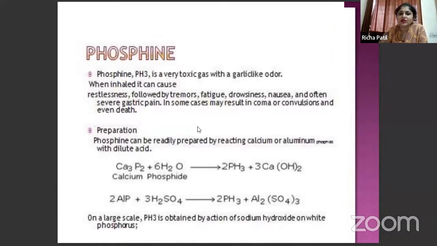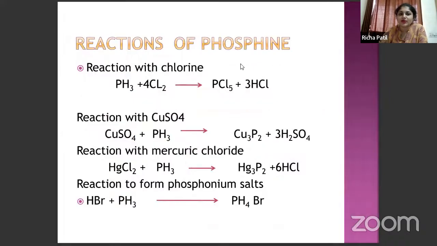Phosphine. Another method of preparation of phosphine. This is another compound of phosphorus called phosphine. See the phosphine preparation from calcium phosphide. When you react calcium phosphide with water, you get phosphine. So this is the method of preparation of phosphine.